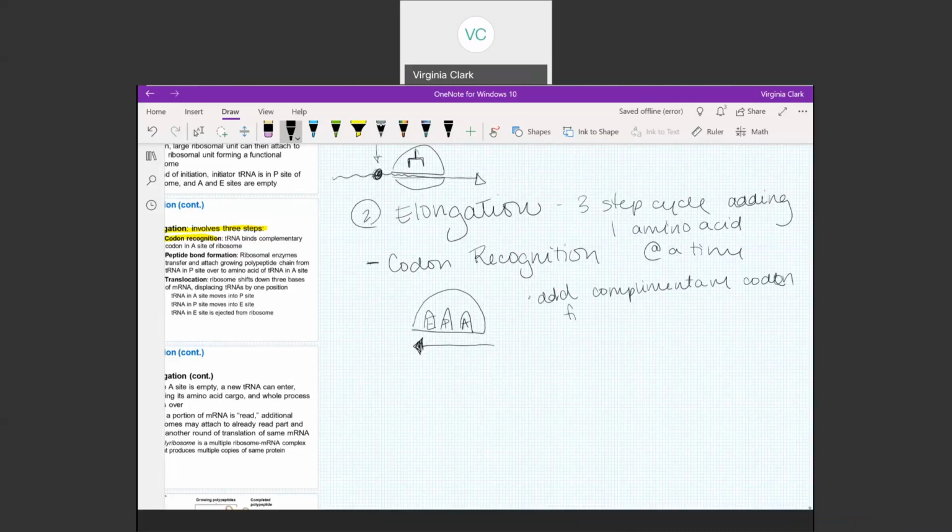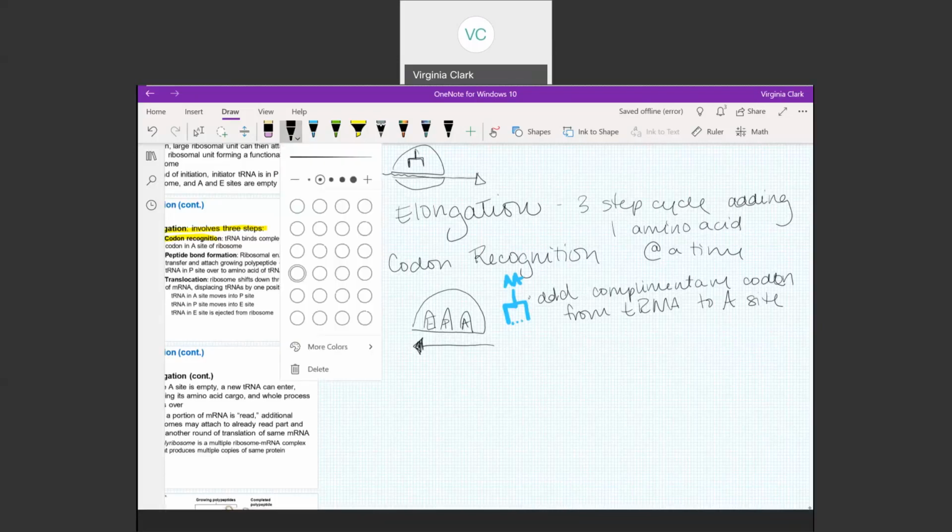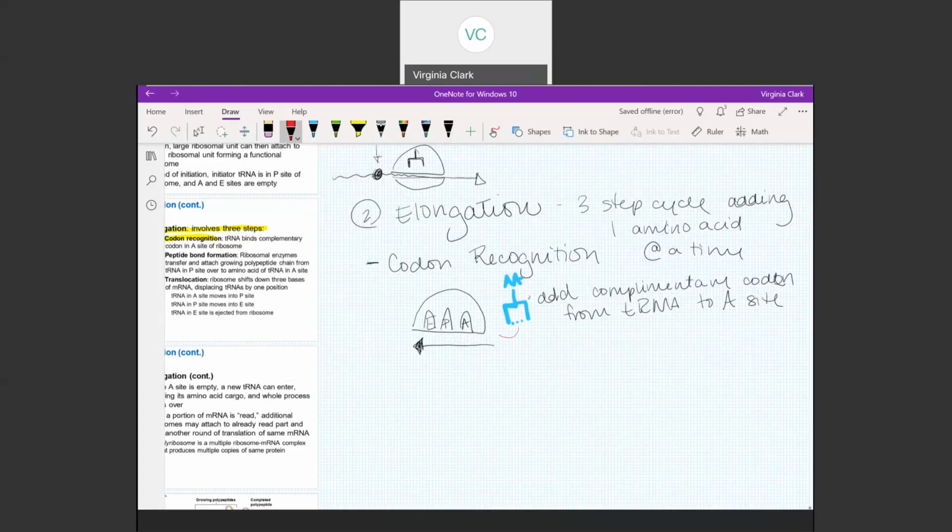From your tRNA to the A site. So here is my tRNA. He's going to have an amino acid. And here are my 3 codons. He is essentially going to come, and he is headed right for this A spot, right there. That's going to be the first step, codon recognition. The second step is going to be peptide bond formation.